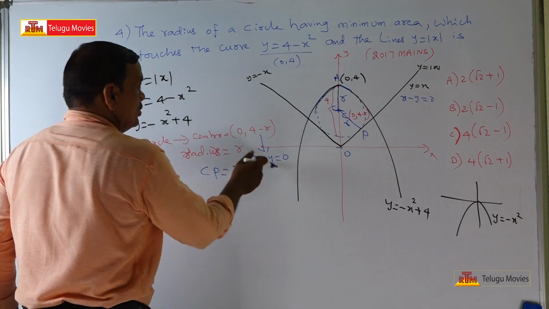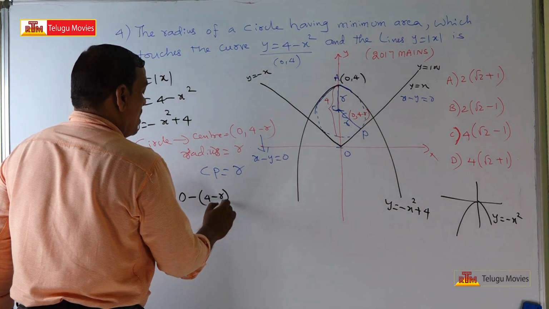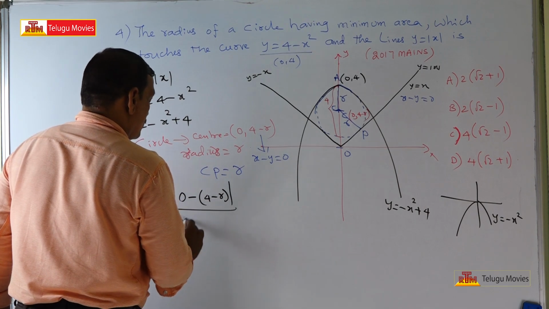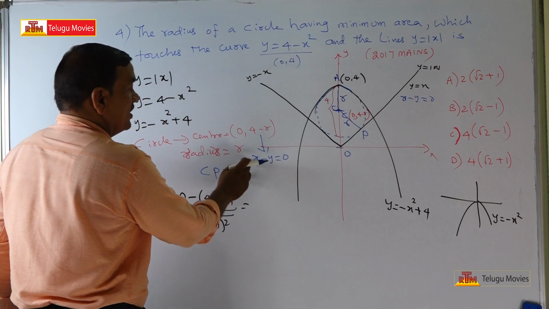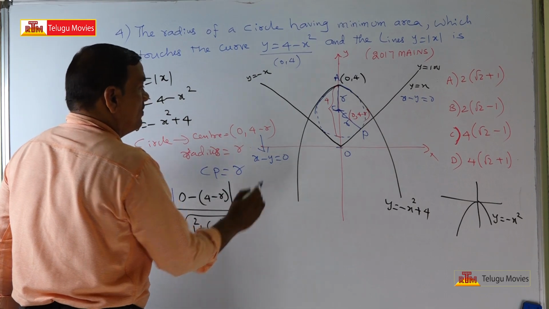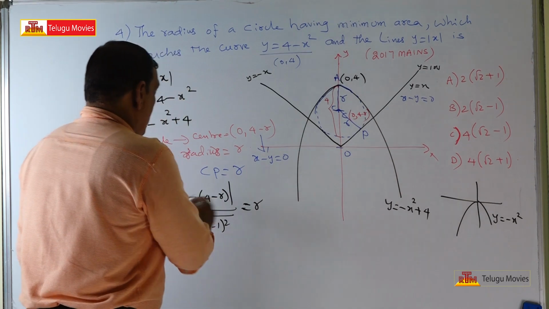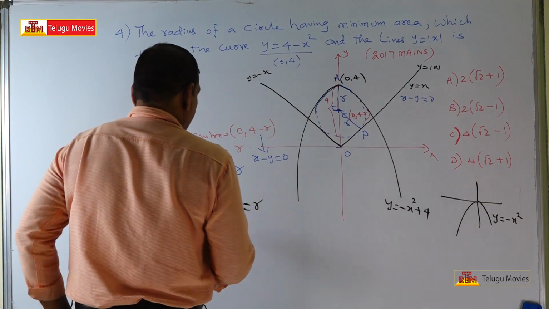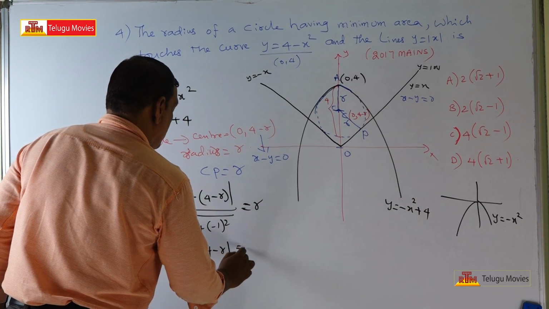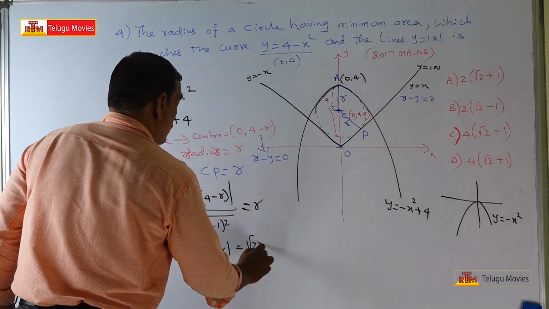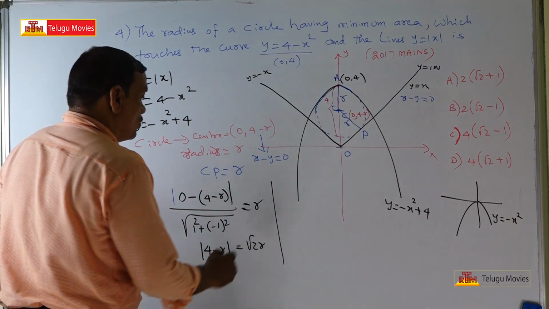That means (0 minus of 4 minus r) by the square root of a square plus b square. What is a square plus b square equal to? What is the distance equal to? This CP distance is r. Right. If you observe, this is the modulus of 4 minus r, and this is root 2 r. This is equal to root 2 r. Take the modulus, open outside.